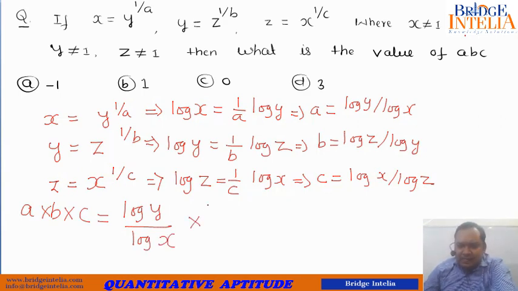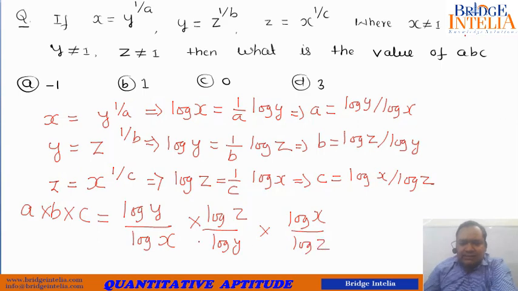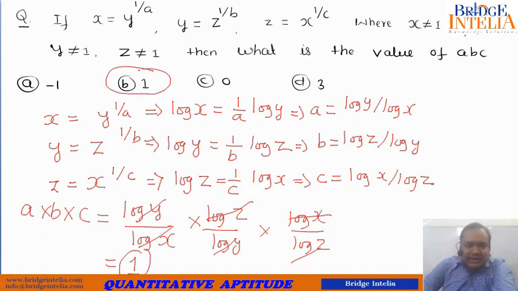So this is a, this is b, and this is what c is. Had you multiplied them, as you can notice, the terms cancel each other out and you get 1 as the answer. So this is the answer that you will get. Now let's move to the next one.